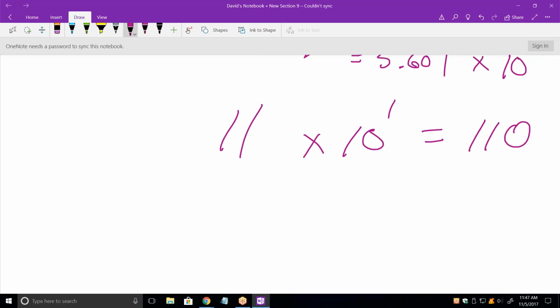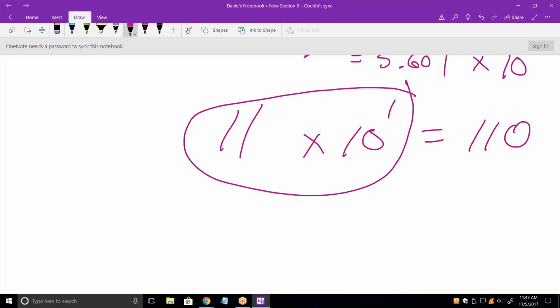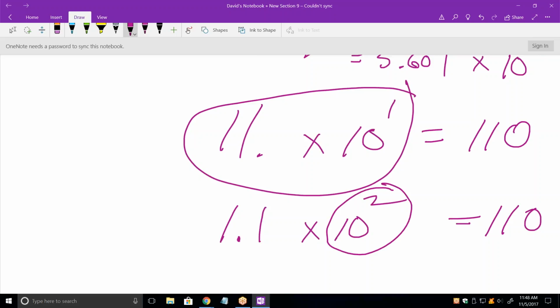Now, if I wanted to put that in scientific notation, I know this 11 has to be a number between 1 and 10. So the decimal point was there. I've got to move it to the left one. And now, what would I have to make the exponent to make this thing equal 110? Add 1. Exactly. In other words, 1.1 times 10 to the first, which is 10, equals 110. So this gives us our rule.